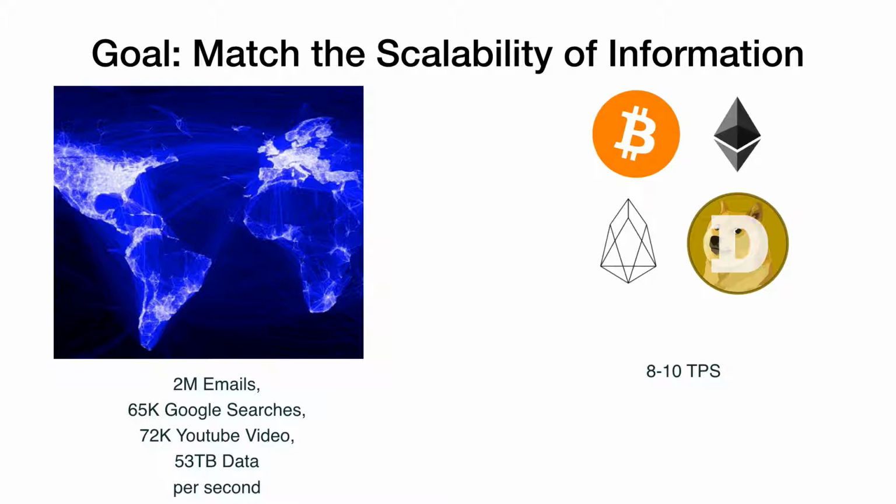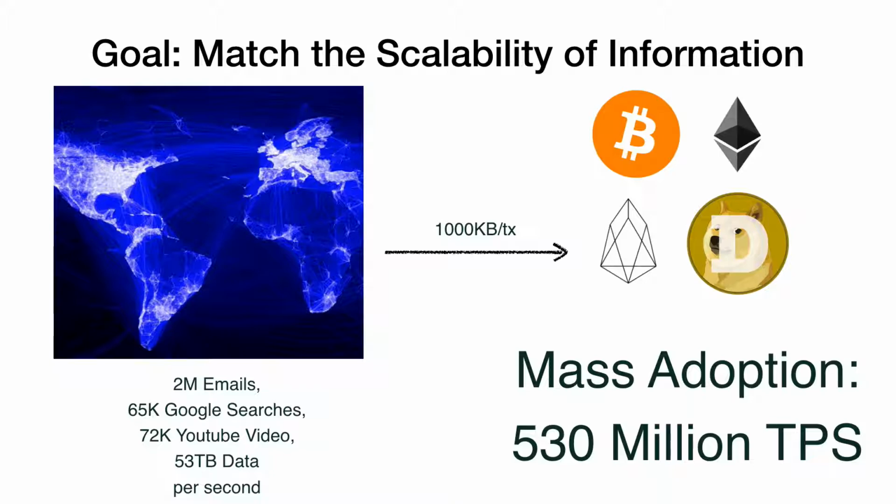Maybe one way to think about this is that the goal for value transfer scalability with contractual logic is to match the scalability of information transfer today. For information transfer today, we have 2 million emails sent over the internet per second, 65K Google searches per second, and 53 terabytes of data per second transferred over the internet. Now, let's do a very rough back-of-the-envelope calculation. Let's assume that for every 1,000 kilobytes of data transferred over the internet, we pair that with a value transfer.